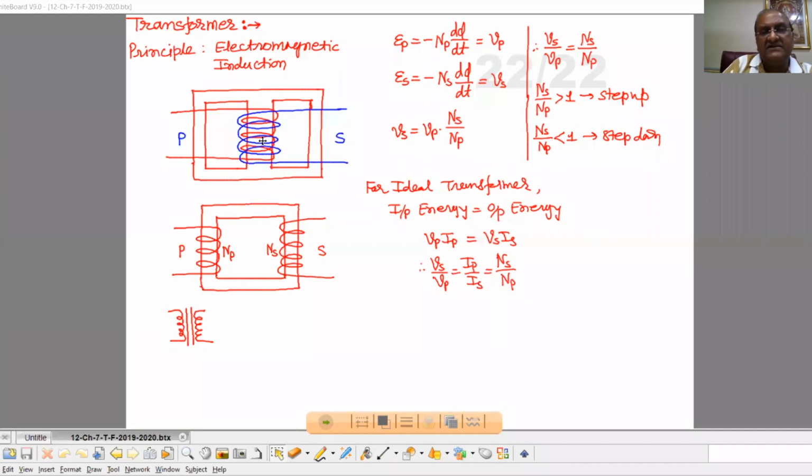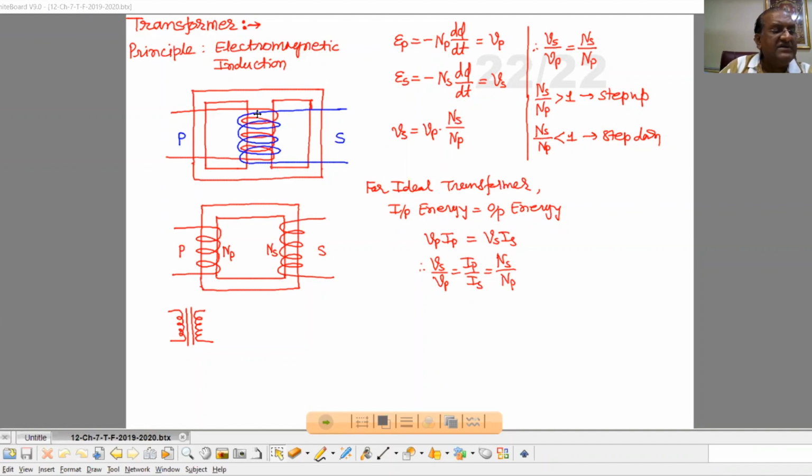Then eddy currents. The alternating magnetic flux induces eddy currents in the iron core and causes heating. The effect is reduced by having laminated cores. So this core part, which is made of soft iron, we have to use in the form of very thin laminated plates, and by joining them we make this thick core part. So the effect of eddy currents can be reduced.